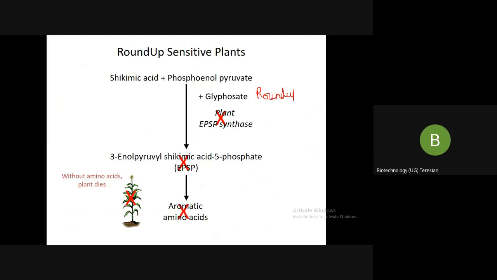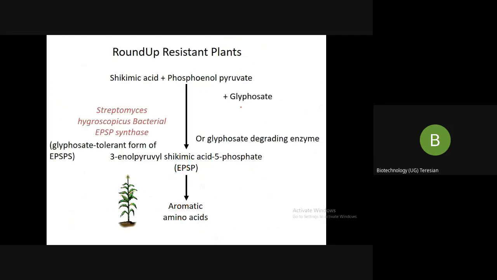Now, as a scientist, what we should do is we should see that we produce an EPSP synthase which can withstand this glyphosate. So the scientists have come up with an idea. So we had this shikimic acid and phosphoenol pyruvate, and this will get converted into 3-enol pyruvyl shikimic acid 5-phosphate, EPSP. So what happens is, now suppose I am spraying this Roundup to my field.